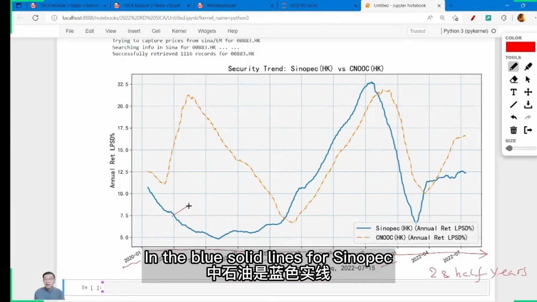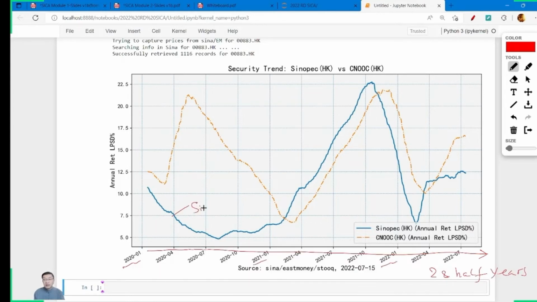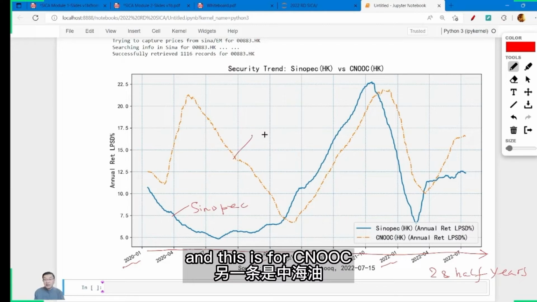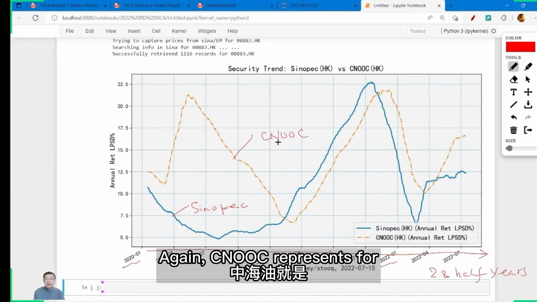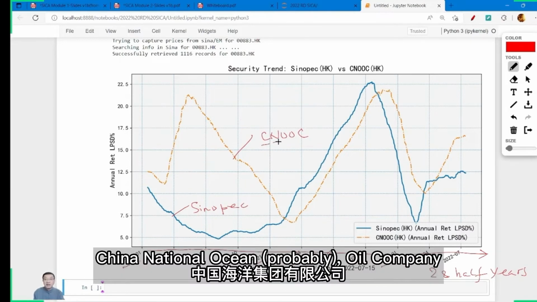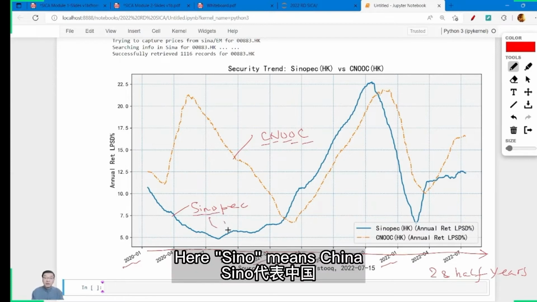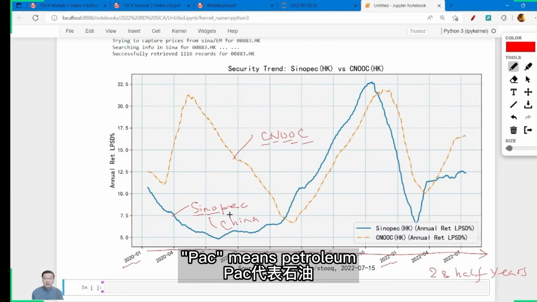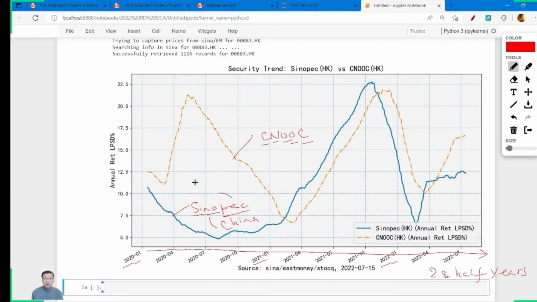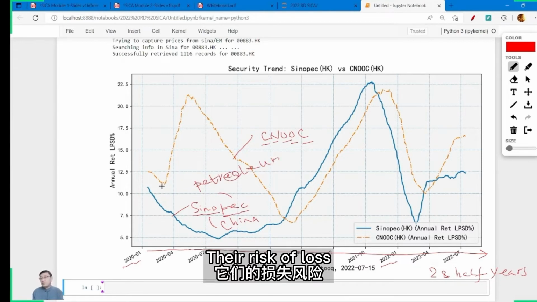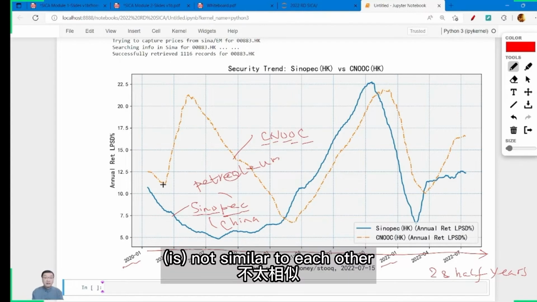The blue solid line is for Sinopec, and this is for CNOOC. Again, CNOOC represents China National Offshore Oil Corporation, probably. Here, Sino means China, and Pec means petroleum. Their risk of loss is not similar to each other.